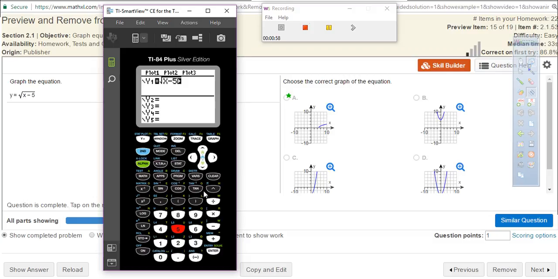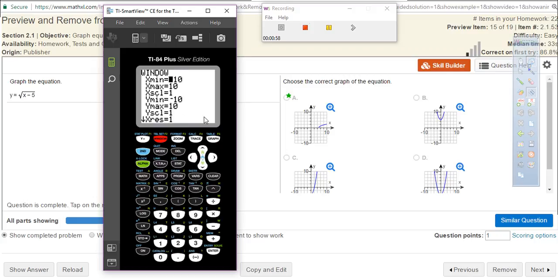Now, let's talk about window real quickly before we go ahead and hit graph. Right now, if I hit graph, I get a graph that looks like that. But it doesn't mean your graph is always going to look like that. It really depends on what your window is. So let's go to the window key, please. Let's explore this concept of window, being this right here that you see, this x-axis and this y-axis.